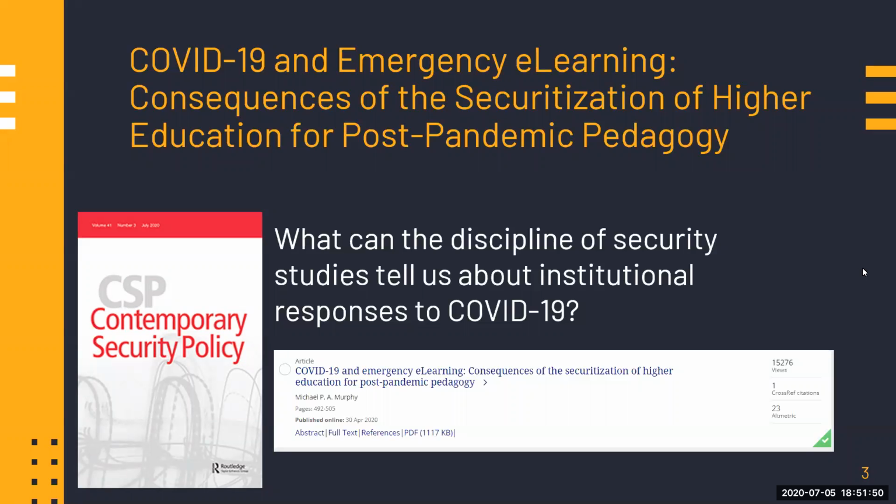And I looked at, what can the discipline of security studies tell us about the institutional responses to COVID-19. I did a content analysis of the official declarations of emergency e-learning and found that there was a framing of not only COVID-19 as a security threat, but also having face-to-face classes. So it was that mode of instruction that was identified as a security threat, which obviously isn't how we understand face-to-face classes outside of the COVID context.